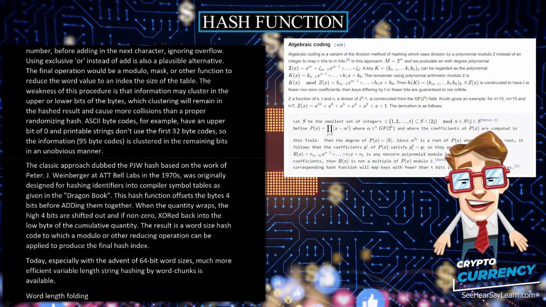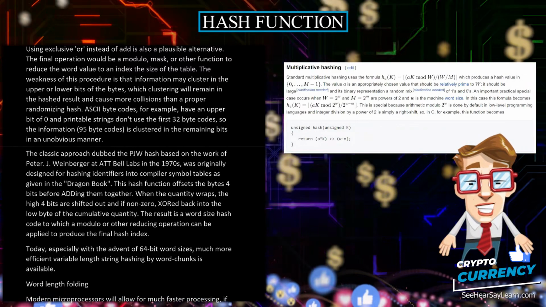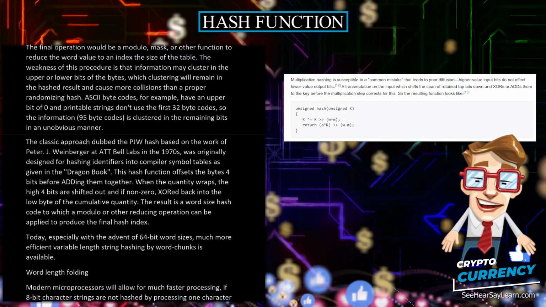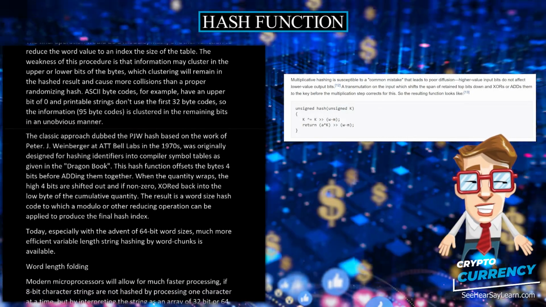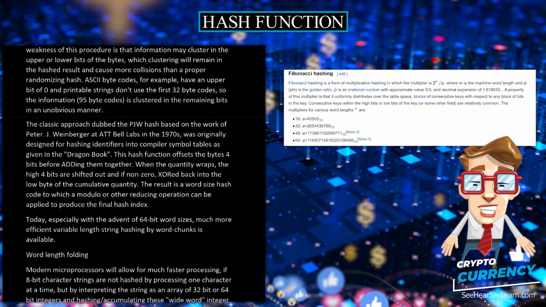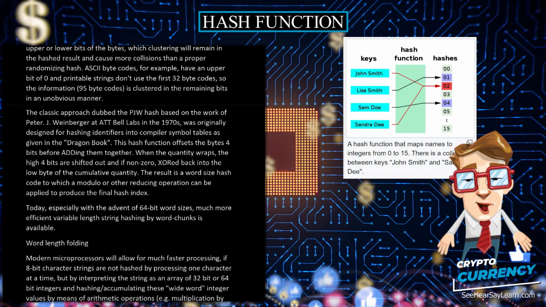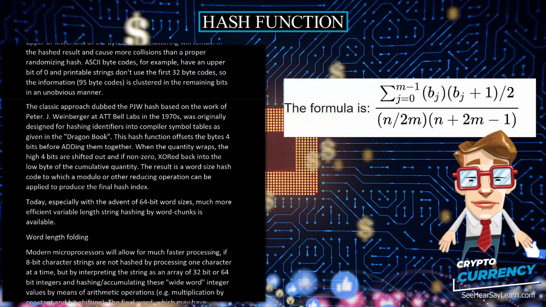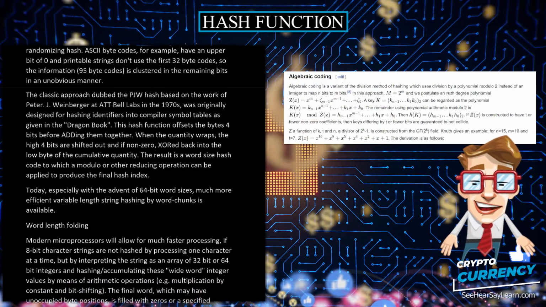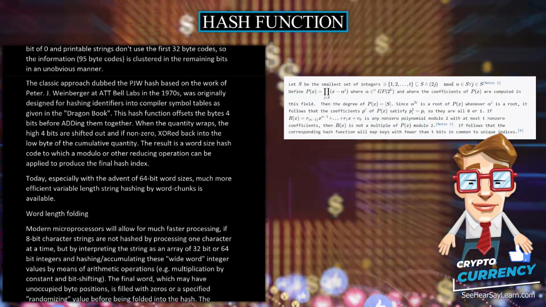Today, especially with the advent of 64-bit word sizes, much more efficient variable length string hashing by word chunks is available. Word length folding. Modern microprocessors will allow for much faster processing if 8-bit character strings are not hashed by processing one character at a time, but by interpreting the string as an array of 32-bit or 64-bit integers and hashing/accumulating these wide word integer values by means of arithmetic operations, for example multiplication by constant and bit shifting.